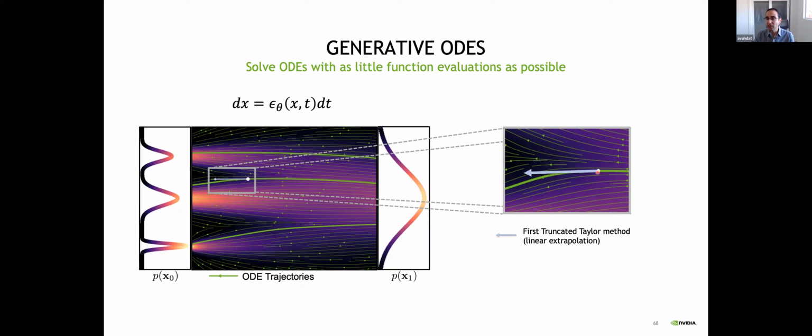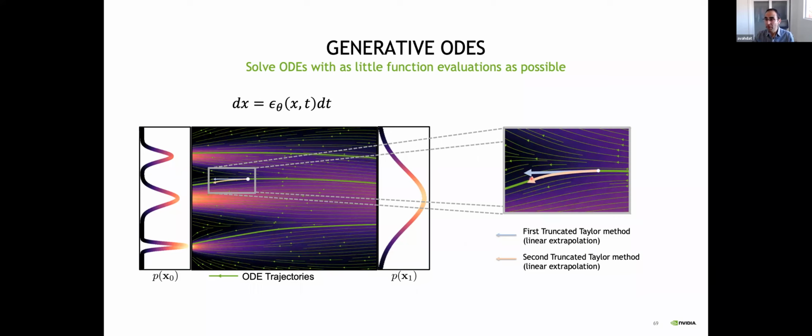And you can imagine that if you have a high curvature locally in that area, your linear approximation will be poor. So you cannot take a very large step. You have to take a very small step to reduce the numerical error. But if you now use higher order, like second truncated Taylor method, you will have a better representation of the curvature, the generative ODE trajectory.